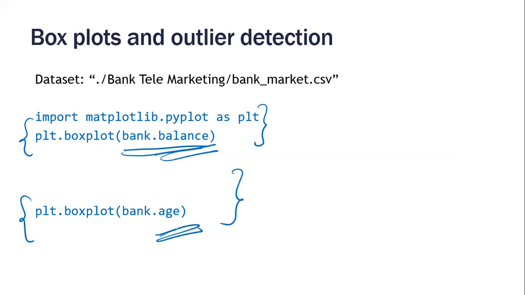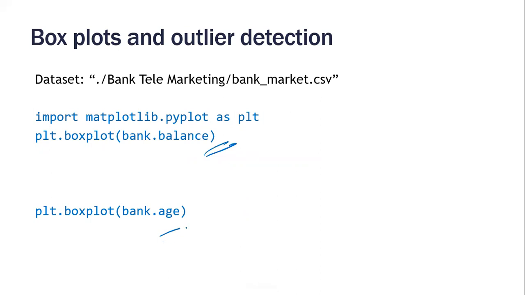Any question? Okay. So draw a box plot for bank balance, draw a box plot for age, and look at those two box plots. Tell me whether this one has outliers, this one has outliers, both of them have outliers, or only one of them. Go ahead, draw the box plots for these two variables and let me know, are there any outliers?